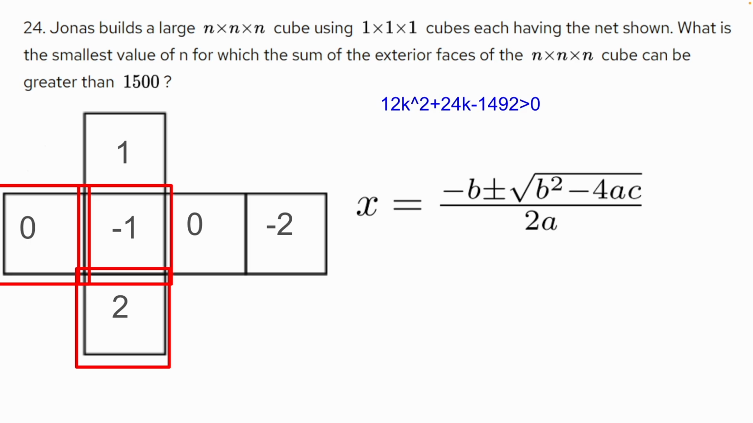Using the quadratic formula on this inequality gives us negative 24 plus or minus 266.53 over 24. And because this number needs to be positive, you can't have a negatively sized cube, it has to be plus 266.53. And that gives us a value of 10.105. Because we're looking for the smallest value of n for which this is greater than 1,500, we have to round up in this case to 11. And because we substituted a new variable k to equal n minus 2, in this case n would just be equal to k plus 2, so n equals 13.